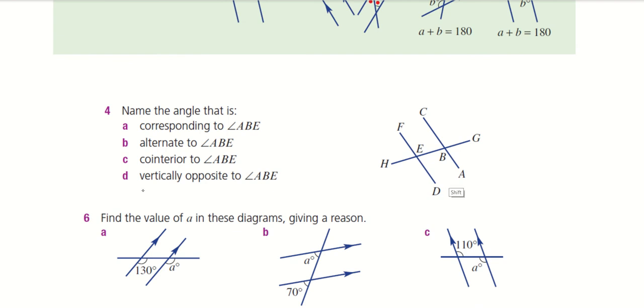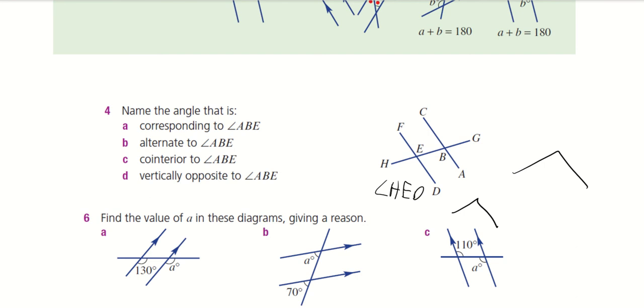Corresponding to ABE, this is this angle here. Now, what's the only one that has the same legs? It's this one here. So you see again, they've got arms going that way, and HED, which is the angle name, also has the arms going that way. It looks the same. Alternate to ABE is, remember, across and down or up or across, whatever. Goes across and there. So that is FEB.